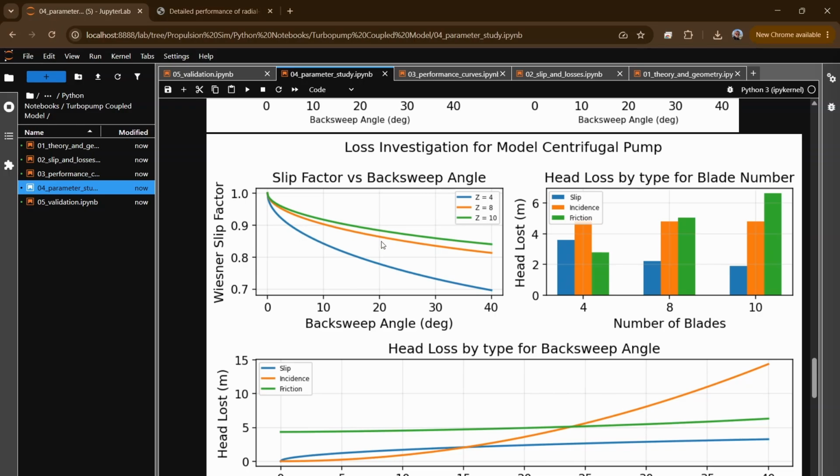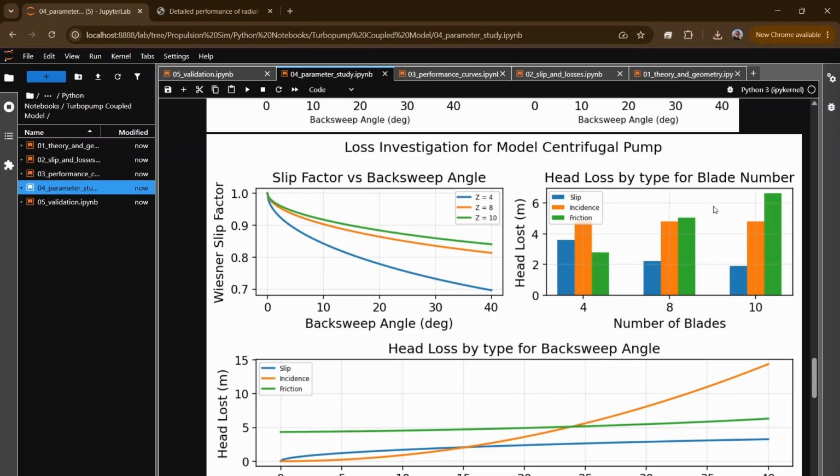The Wiesner slip factor would decrease. So, as you also increase the number of blades, that Wiesner slip factor would actually increase. So that's good, that's less slip. And that's because everything's a lot more compressed, so it's going to follow those vanes a lot more closely.